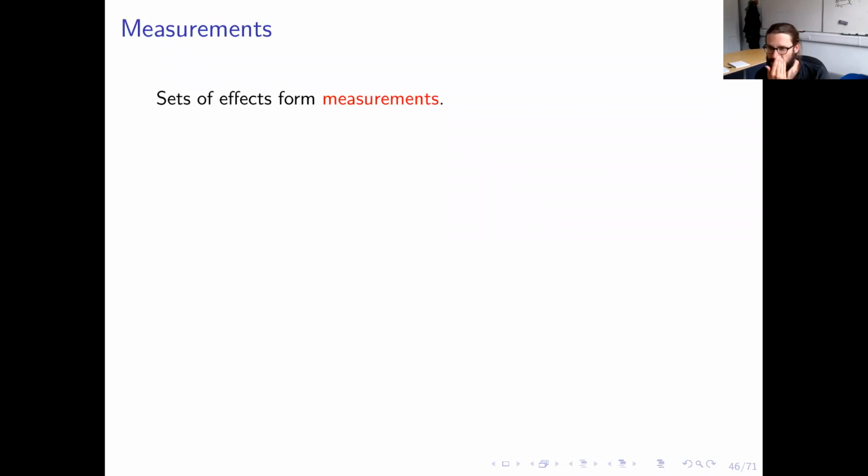Sets of effects together form measurements. A measurement is really just asking a question and getting one of those answers. Like, what is the value of my bit? I could get 2 answers: I could get 0, or I could get 1.